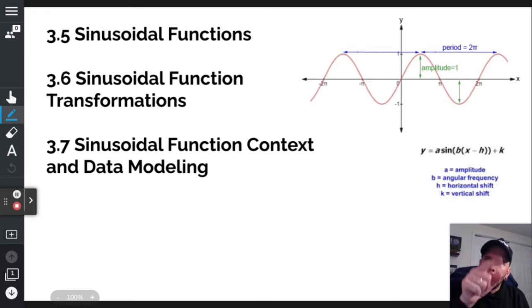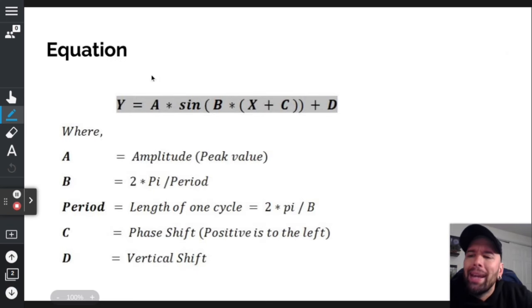What up? Let's talk about sinusoidal functions in AP Precalculus. You can't spell fun without sinusoidal functions. Let's start out with the most basic form of a sinusoidal function. I'm actually going to rewrite that. I stole this picture from the internet, and upon further review, I don't like it anymore.